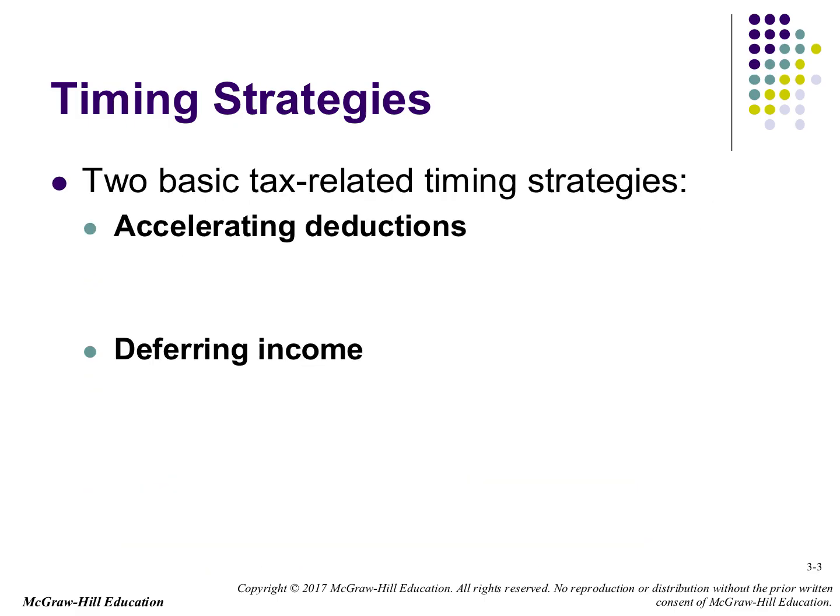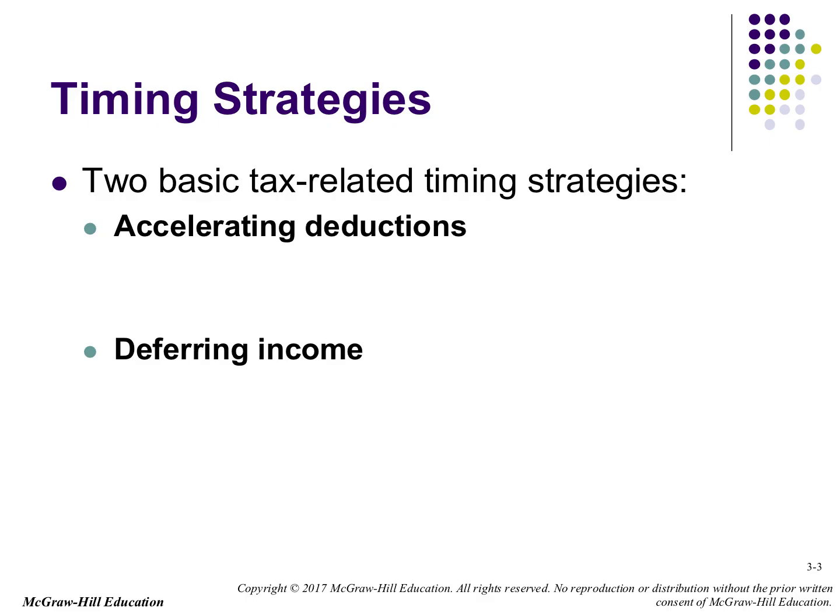So whenever we go through the timing strategies example problems in the next couple of slides, I want you to notice that the two big things that we're going to be looking at are examples of accelerating deductions and deferring income. And the reason why those are the questions we're contemplating is because both of those actions, accelerating deductions and deferring income, can help reduce taxable income.